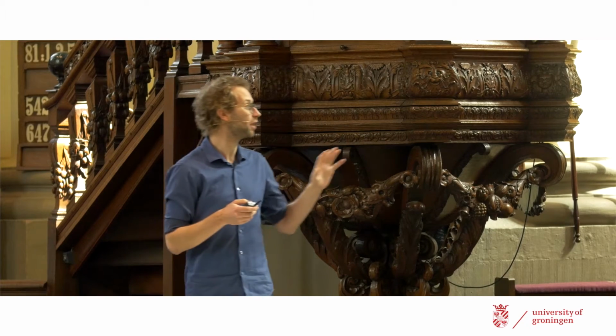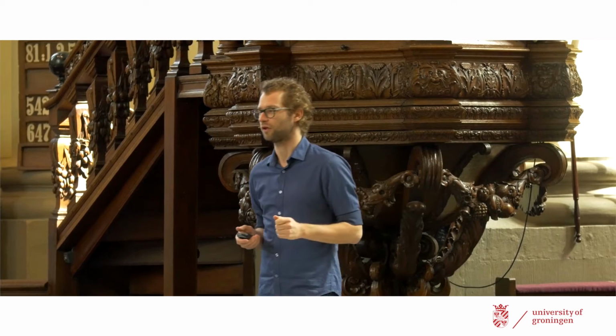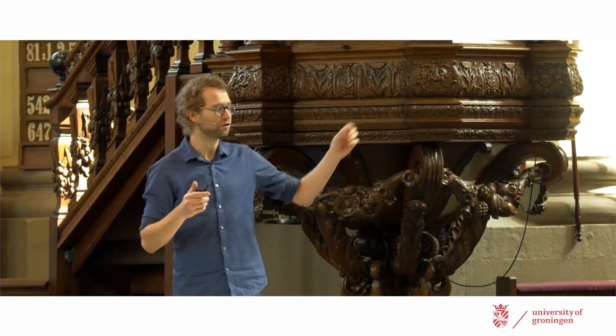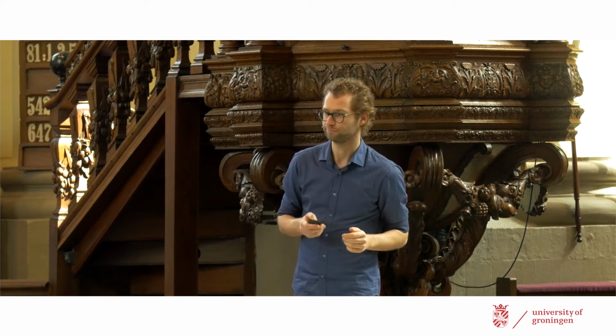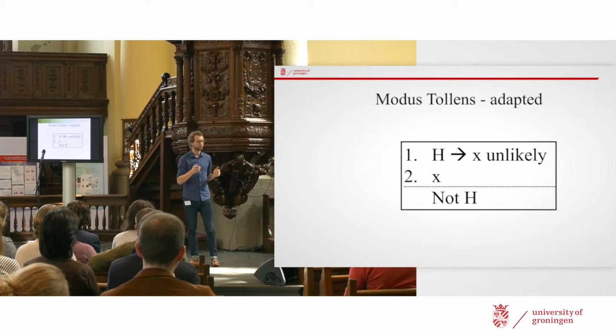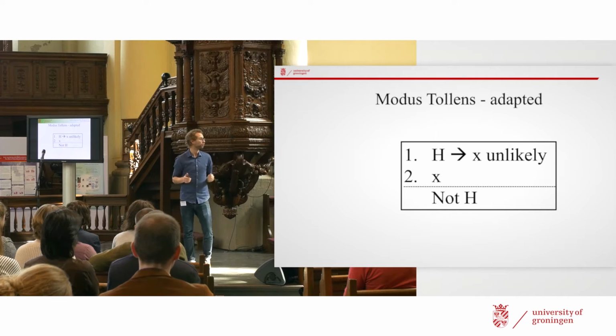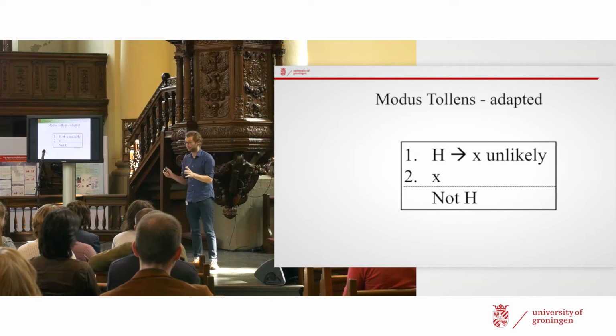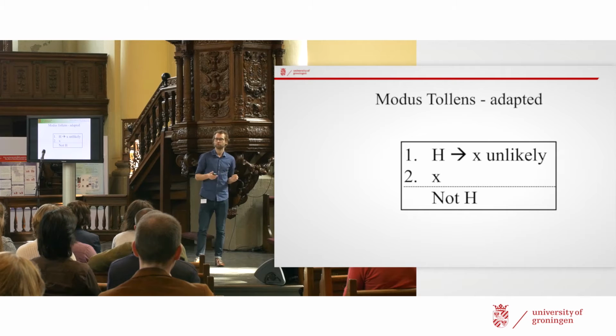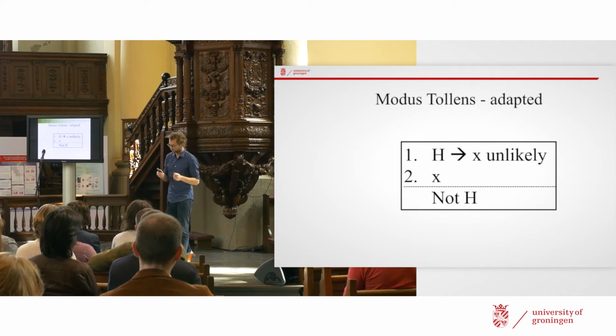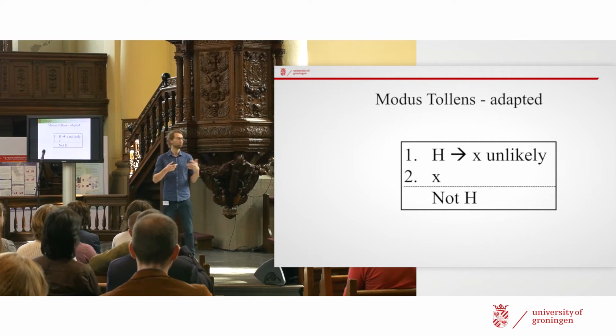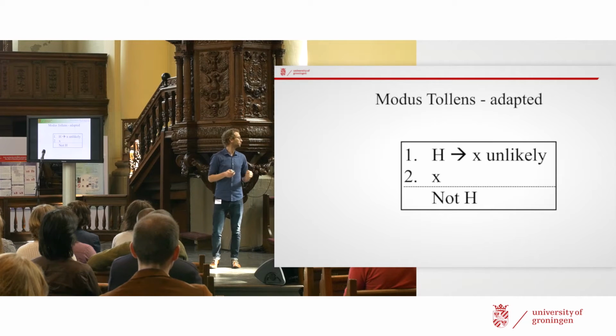However, now I'm going to switch to what we do when we do null hypothesis significance testing. And that changes this line of reasoning ever so slightly, but in a way that no longer makes it valid. Like this: if a hypothesis were true, then X is unlikely. X occurs, and now we conclude that the hypothesis is not true. Sounds still fair enough. Let me give you an example.